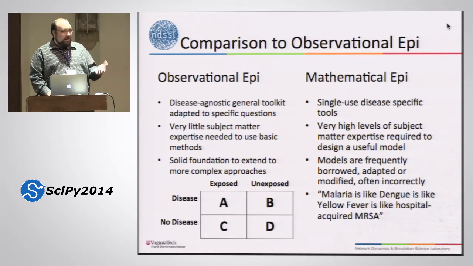In contrast, mathematical models are assertions about the natural world. So they're very, very disease specific. There's a very high level of subject matter expertise required to design a model. And what this means is that they're frequently borrowed, adapted, or modified, often incorrectly. I call this modeling by analogy. So you do things like, well, malaria is an infectious disease spread by mosquitoes, so I'm going to adapt the malaria model I learned to dengue, which is also a mosquito disease. And then I'm also going to adapt it to yellow fever, which is a mosquito disease. And then if I pretend that nurses are like mosquitoes, I'm going to model a hospital-acquired infection. And this is not actually a contrived example. The dominant model for hospital epidemiology is called the Ross-McDonald model, and it was designed for malaria control.